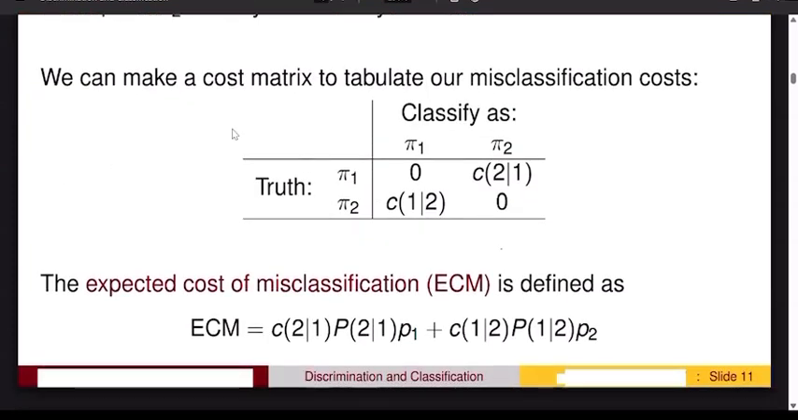This is the table. One side of the table is what we call the truth. Why do I say truth? That is what nature says. Nature always knows the truth.